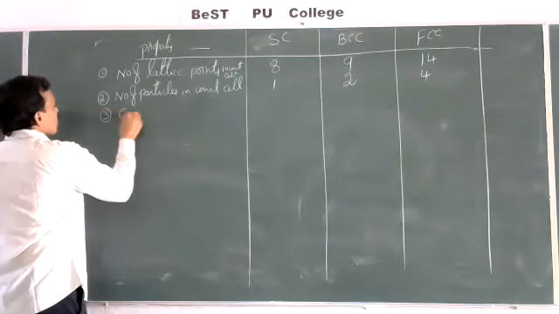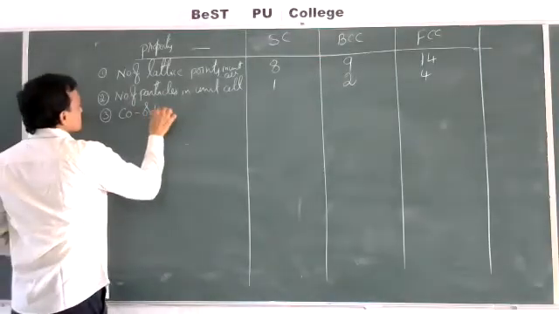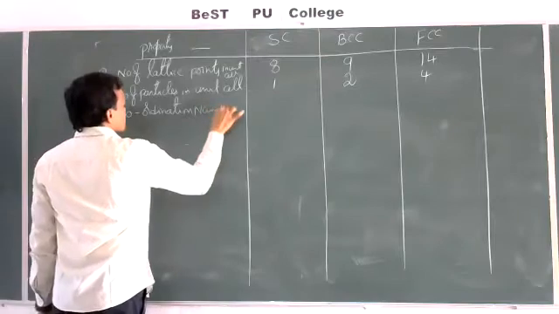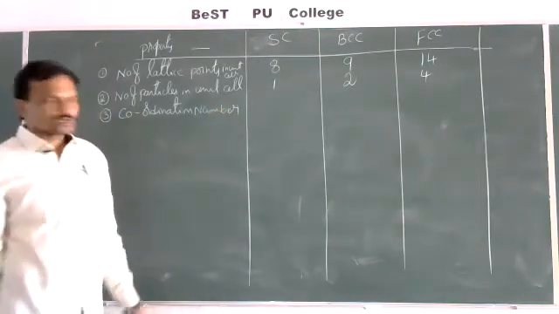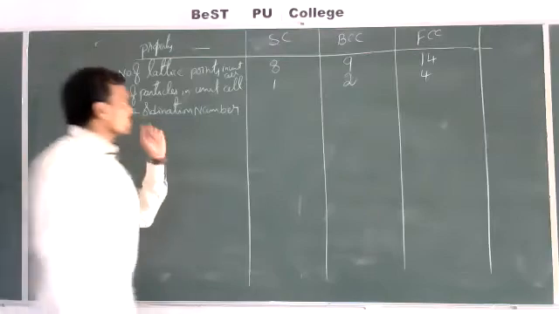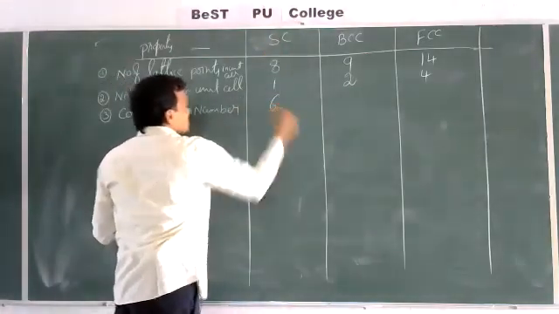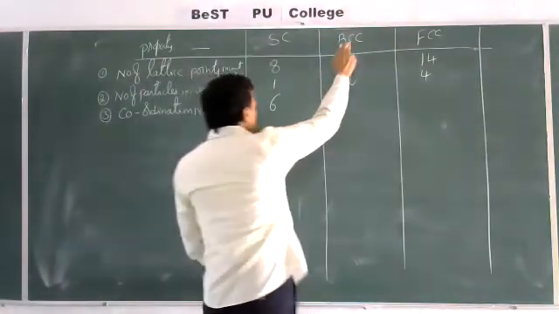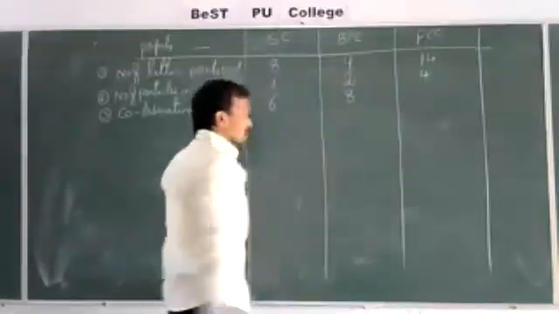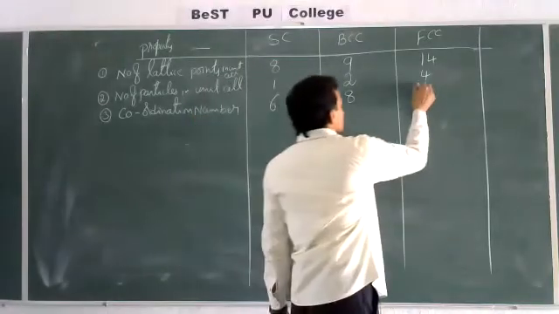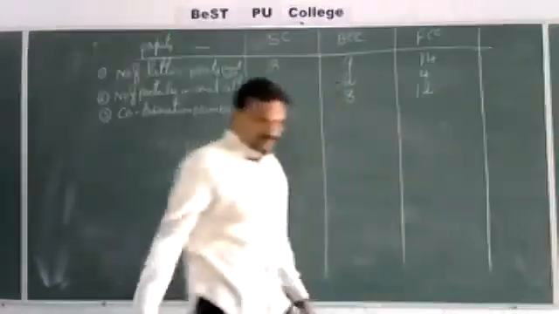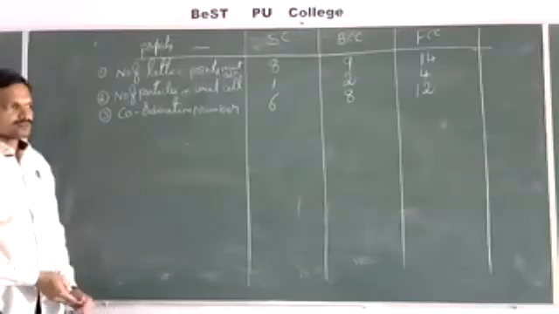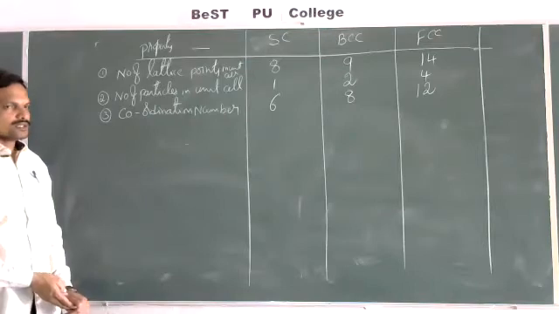And third one, coordination number. So what is the coordination number of simple cubic lattice? 6. Each particle is surrounded by 6 nearest neighboring particles. Whereas in case of BCC, coordination number is 8. For FCC, coordination number is 12. So this is regarding coordination number of the constituent particles in simple cubic, BCC and FCC lattice.